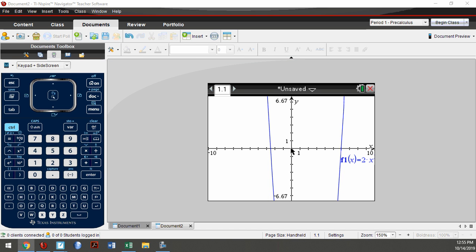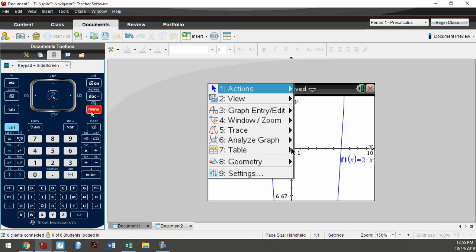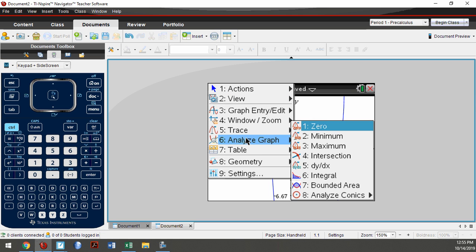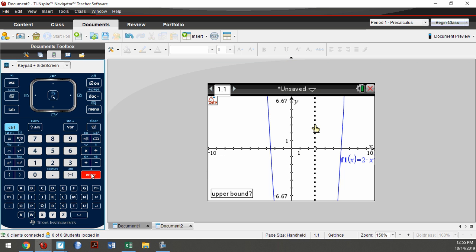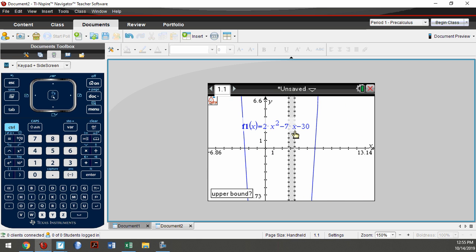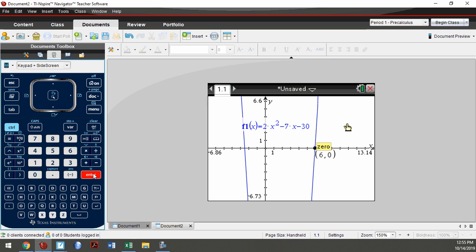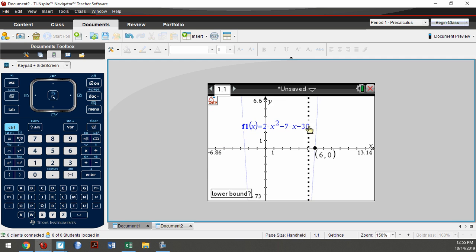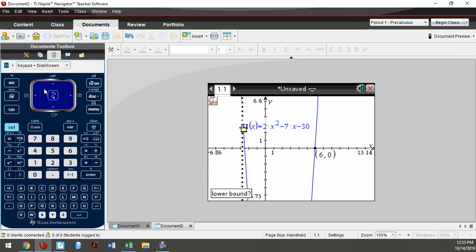So that means you're going to come over here to menu. And you want analyze graph, 0. Go to the left, hit enter. Go to the right, hit enter, and it gives me 6, 0. Do it again. Menu, analyze graph, 0. Go to the right of the 0, hit enter. Go to the left of the 0, hit enter. Negative 2.5, comma 0. Do we all understand that? Yes. Yes. Once you find the 1, 0, you have to go back into menu.